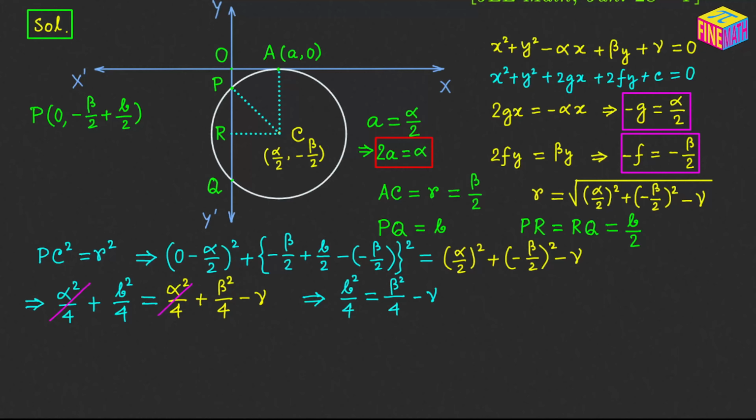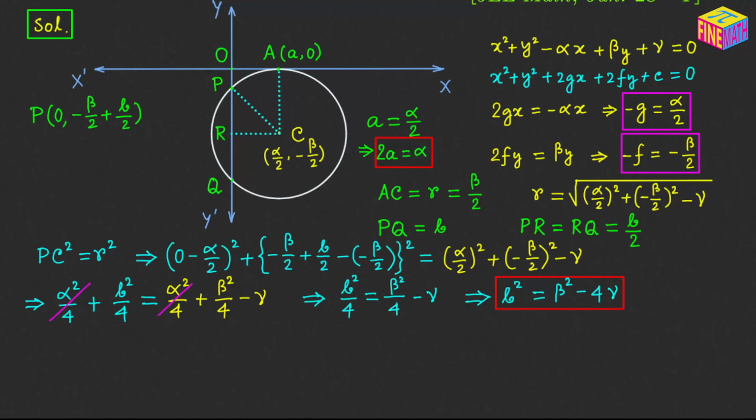And from here, we have to find out the value of b squared in terms of beta and gamma. So b squared can be written as beta squared minus 4 times gamma. So we have been able to find the value of b squared. And also we already calculated the value of 2 times a. I have denoted both of them in the red box.